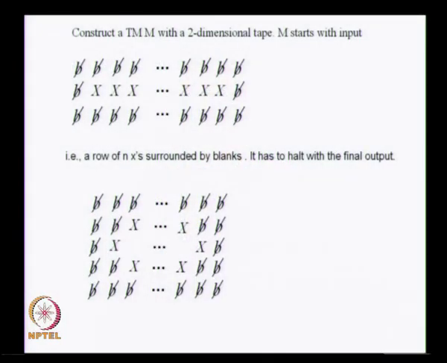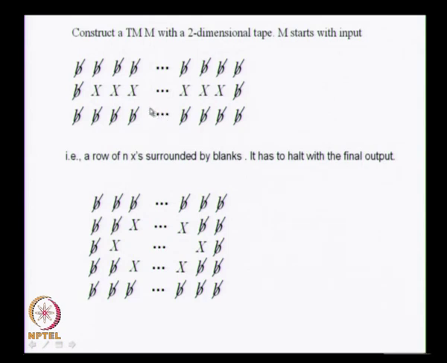So, we have seen that there are several generalized versions of Turing machine. As an example, we will consider a Turing machine with a 2-dimensional tape. The problem is like this: construct a Turing machine M with a 2-dimensional tape, and it has the input like this, a row of n x's, and finally you want a pattern like this, that is the row of n x's is preceded by a row of n minus 2 x's and followed by a row of n minus 2 x's. So, you want to generate this pattern from this pattern. This is our idea, and you want to construct a Turing machine for this.